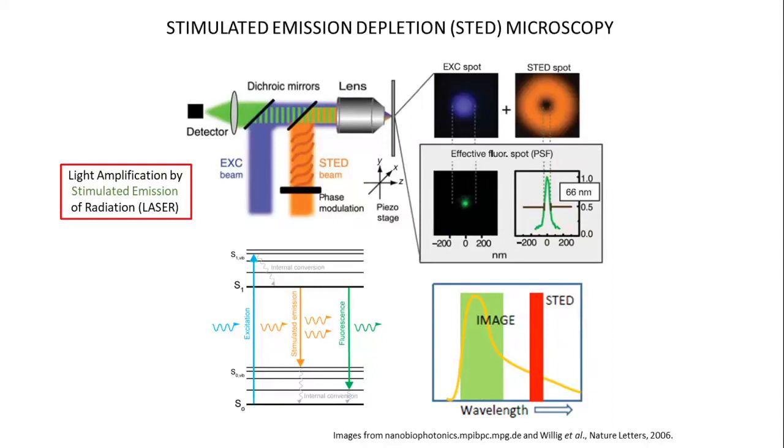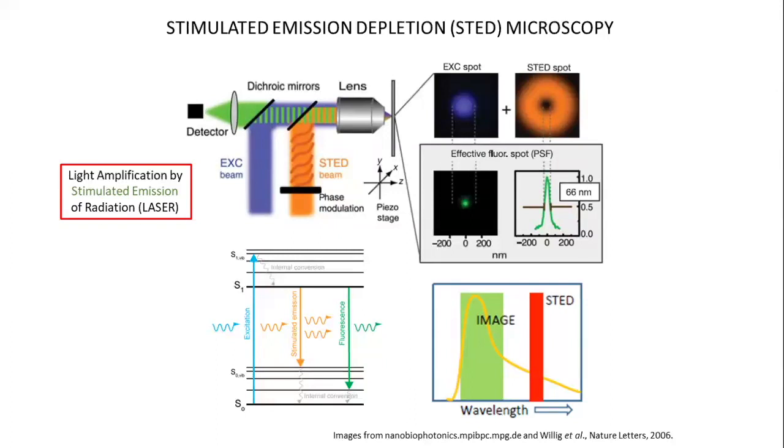And the wavelength of the donut light is somewhere out here in the tail of the emission spectrum. And what gets through to the image is somewhere over here in the peak of the emission spectrum. But the point is that all that stimulated light comes out in that band, and we can prevent that from getting into the image.